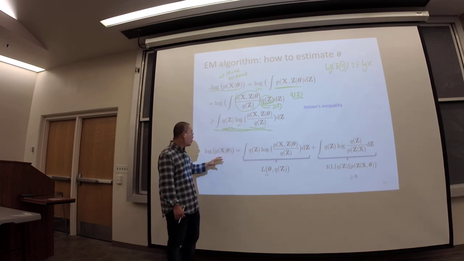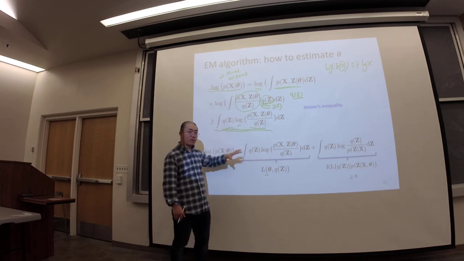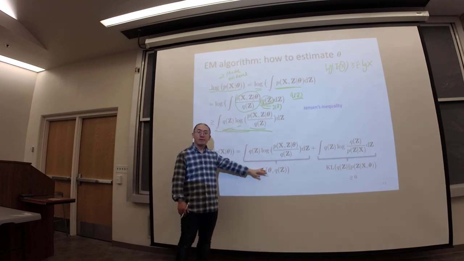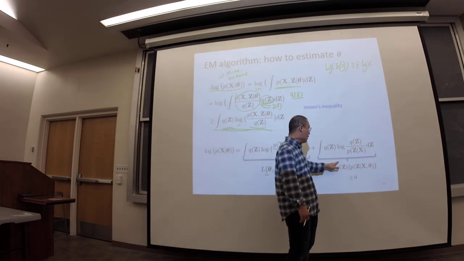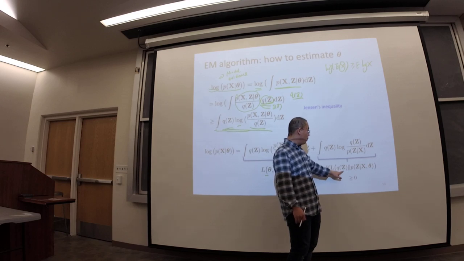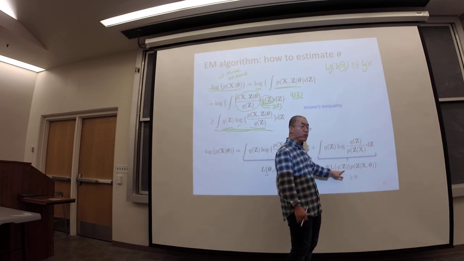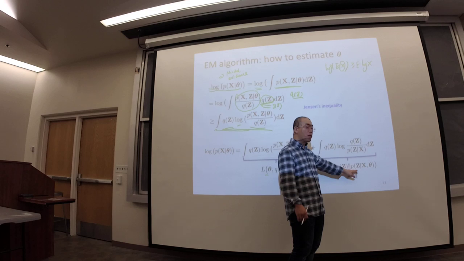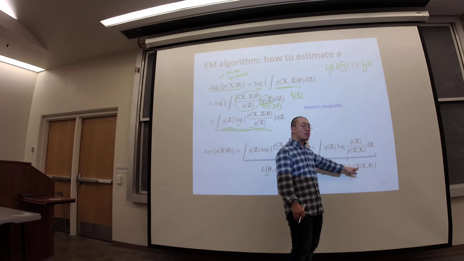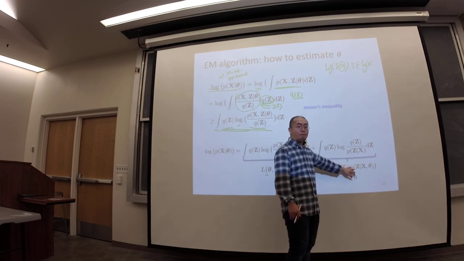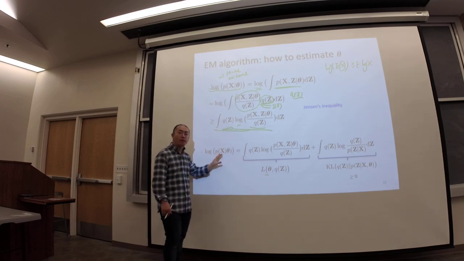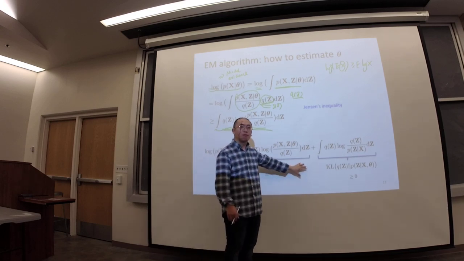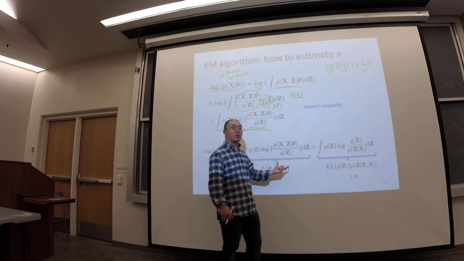So what's the gap between the true model evidence and this lower bound? It turns out to be the KL divergence between the distribution you incorporate, Q of z, and the true posterior distribution P of z given x and theta. So this is actually a fundamental decomposition of the log evidence. And this is very easy to verify. Why? You just add them together and see what you get, right?